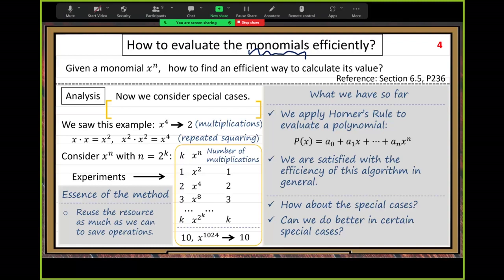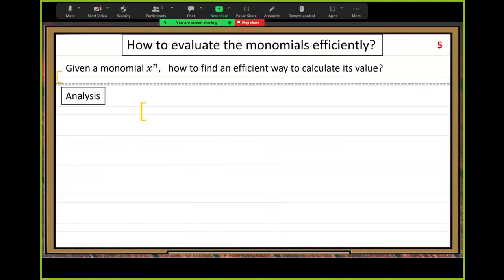Do not recalculate. For example, you already have x to the 4th. Next time when you calculate x to the 8th, do not recalculate x to the 4th. You already have it. Just use it. If you do the redundant calculation, you waste your computation resource. That's the main idea here, the main point we use to save our computation resource. That's this first topic.